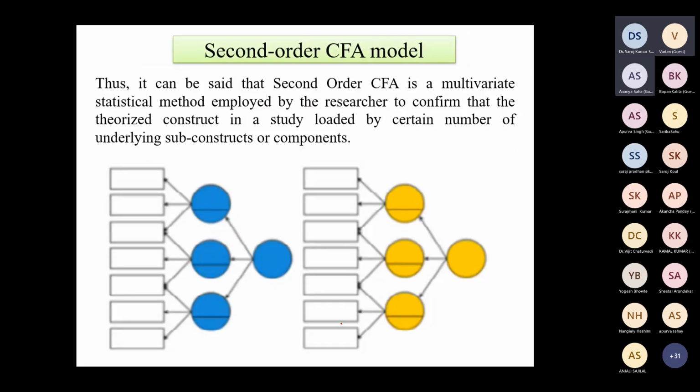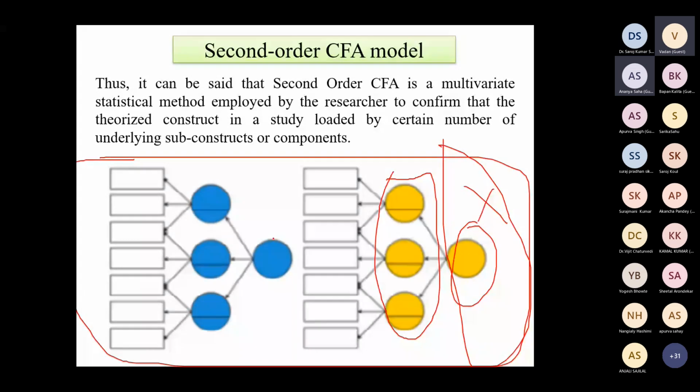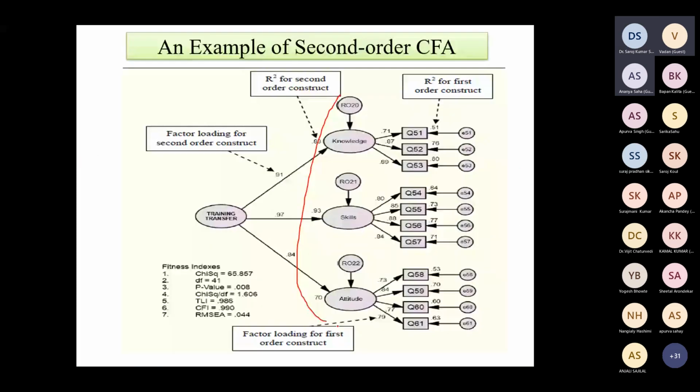Now look here. This is a simple diagram of second order CFA. The first order CFA, these 3, and this is the second order CFA. If you are calculating only the first order CFA, then this will not appear. Look at my PPT. If only this much is there, then this is first order CFA.